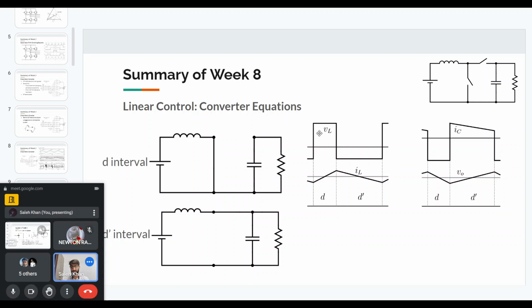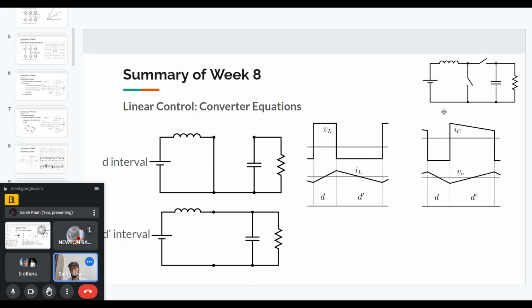In the D interval, the voltage across the inductor is V in, and then in the D prime interval, it is V in minus V out. Since in a boost converter V out is greater than V in, we will get an overall negative voltage. And the inductor current, we can find using the inductor equation L di/dt equals VL. So when we get a positive voltage across the inductor, the current rises, and then the current falls.